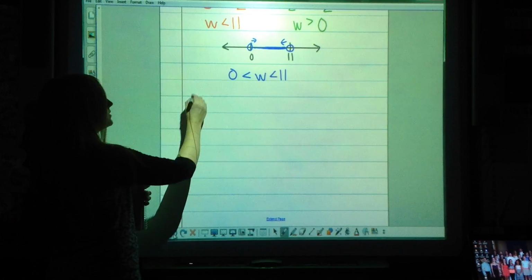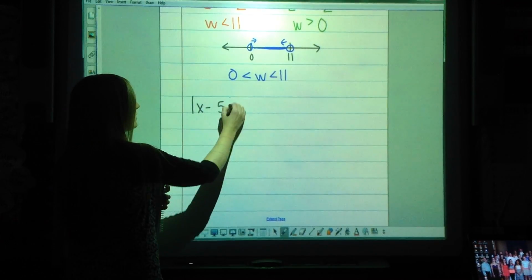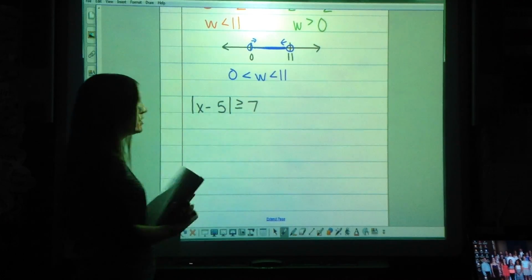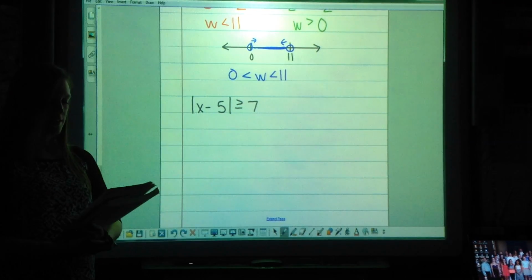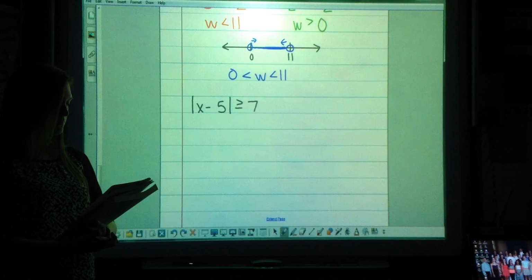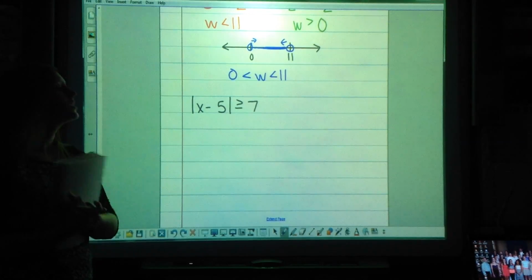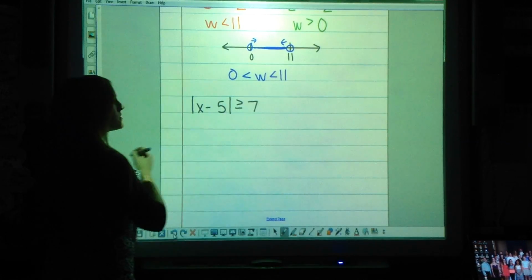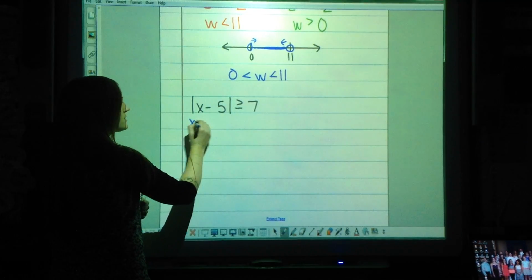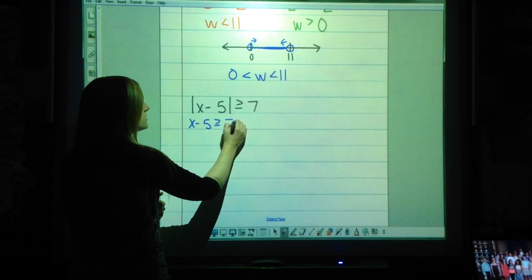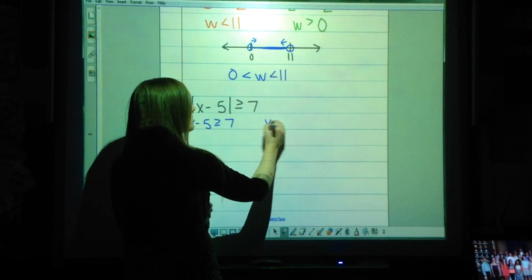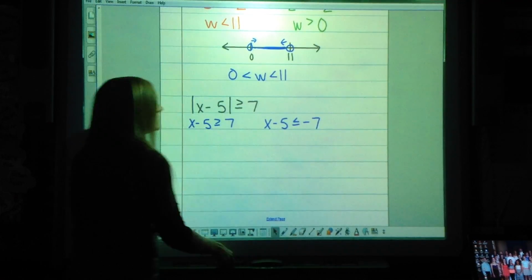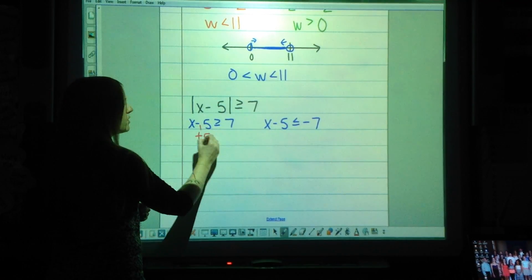The absolute value of x minus 5 is greater than or equal to 7. Why don't you push pause and try that now? Okay, we're going to do this one together. I'm going to split this into two problems. x minus 5 is greater than or equal to 7. Then x minus 5 is less than or equal to negative 7. Solve both of the inequalities.